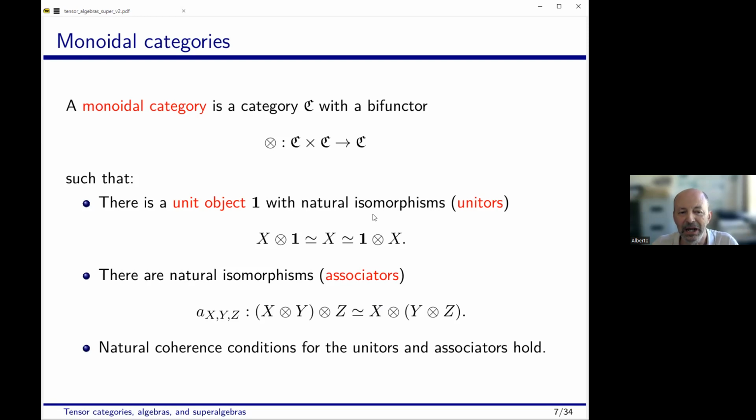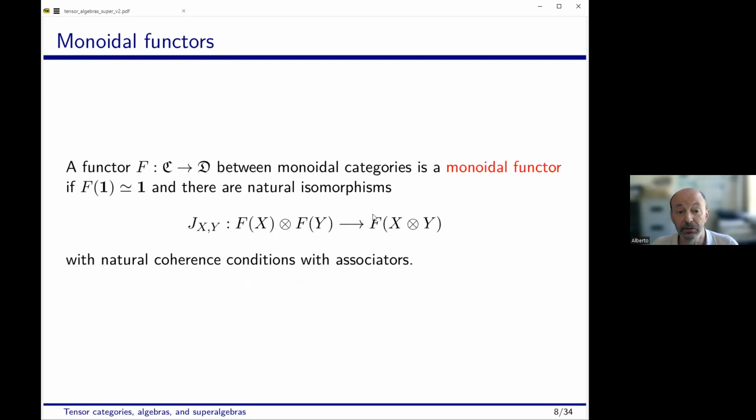And then there are some natural coherence conditions for unitors and associators, which correspond to the pentagon diagram and triangle diagram that Professor Yang showed. But these are the natural coherence conditions. A functor between monoidal categories is called a monoidal functor if it takes the unit object in one category to the unit object in the other, up to isomorphism, and also if the functor behaves nicely with respect to the tensor product.